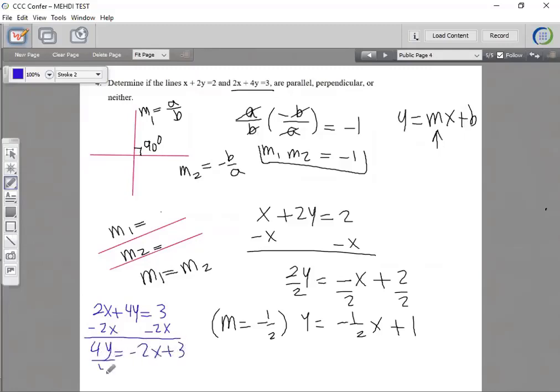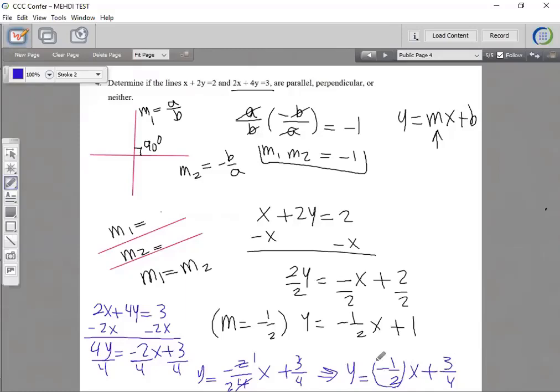If I divide each term by 4, then I would get y is equal to minus 2 over 4x plus 3/4. It looks like I can reduce this. So this becomes minus 1/2. So the second line would be y is equal to minus 1/2 x plus 3/4. You see the slope of the second line also is equal to negative 1/2. So we can conclude from that they have the same slope, so they are parallel.